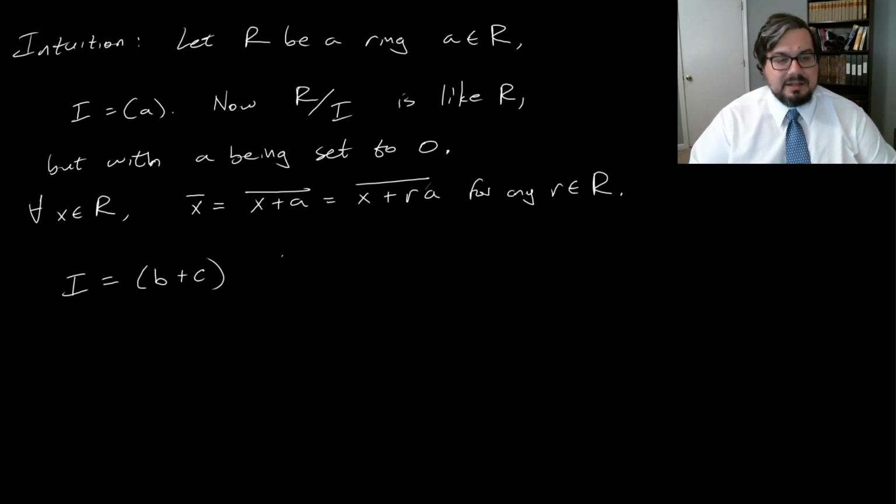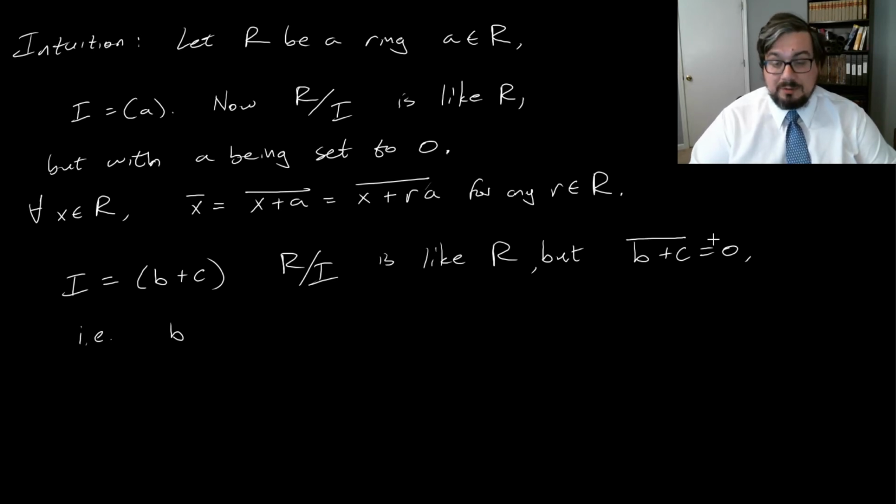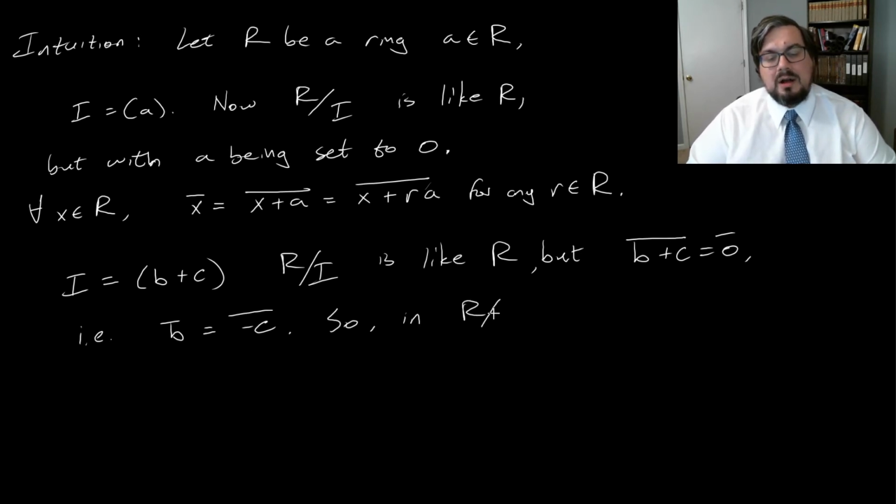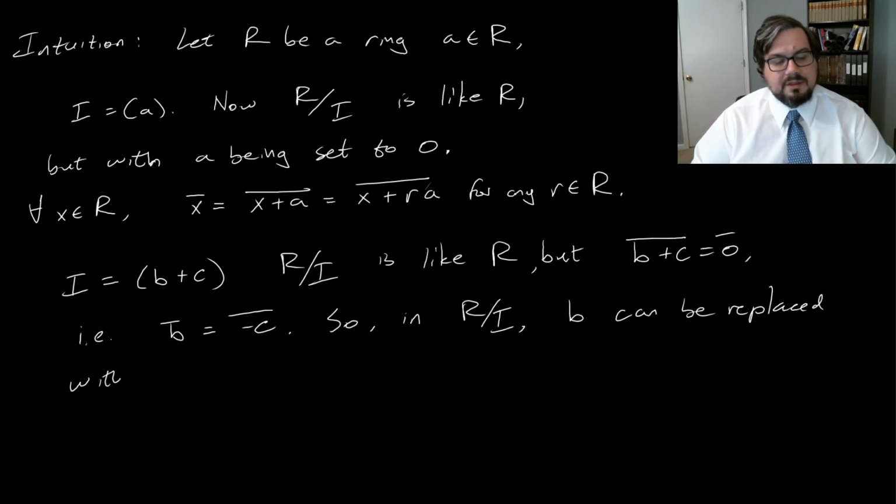So in this case, R mod I is like R, but with B plus C equals 0, or I should say the equivalence class of B plus C is equal to the equivalence class of 0, which means that the equivalence class of B is equal to the equivalence class of negative C. What this means is that in R mod I, B can be replaced with negative C.